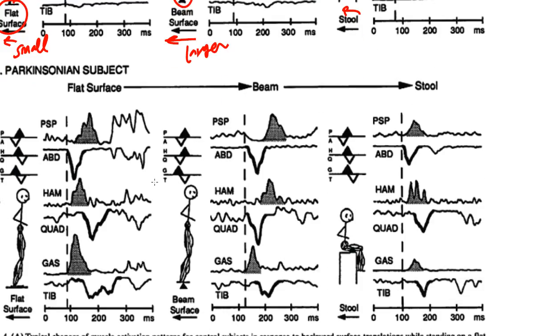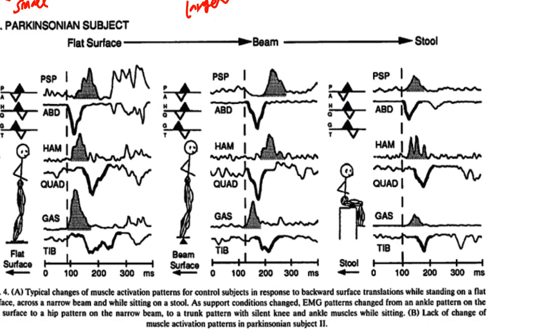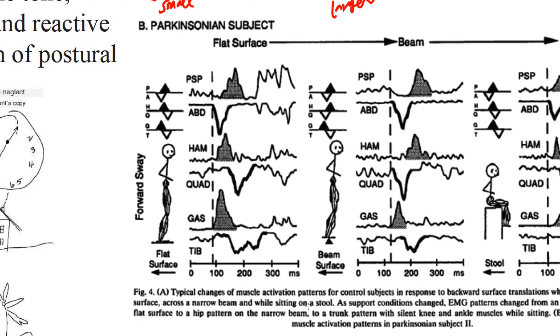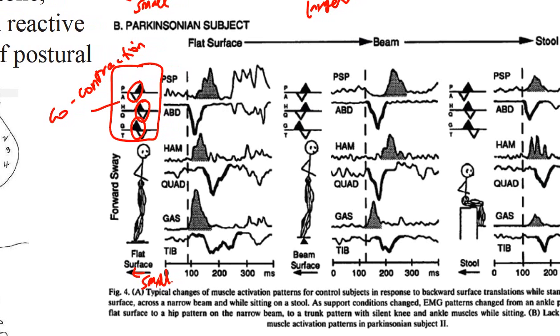What about Parkinsonian subjects? Parkinsonian subjects on a flat surface, small perturbation, and the characteristics of EMG patterns are like this, and you can simplify it in this pattern. What's noticeable is this co-contraction of all the ventral and dorsal muscles at the same time. So this is showing the co-contraction. So you can imagine this patient is very rigid.